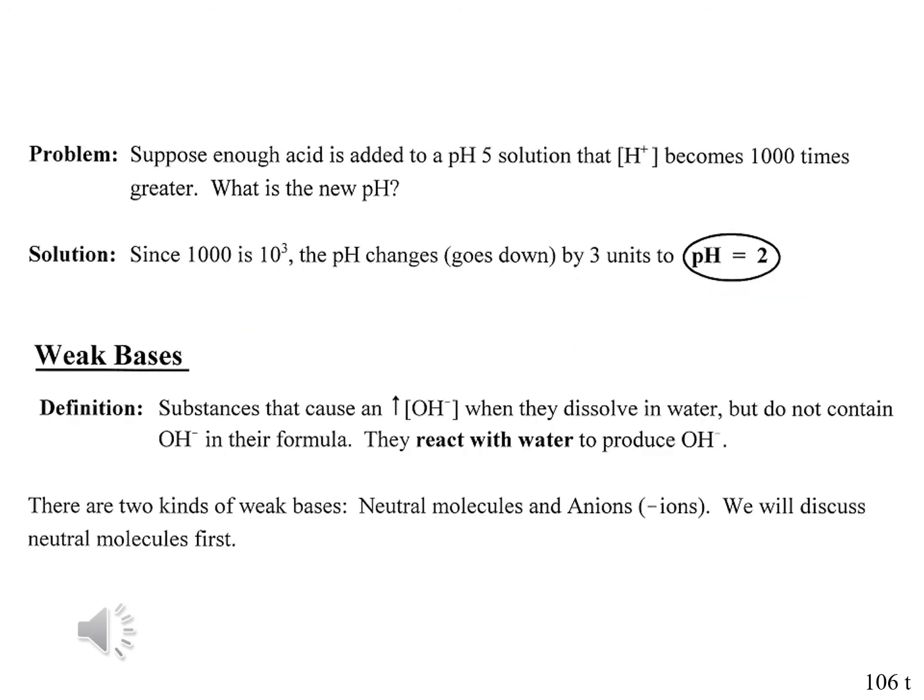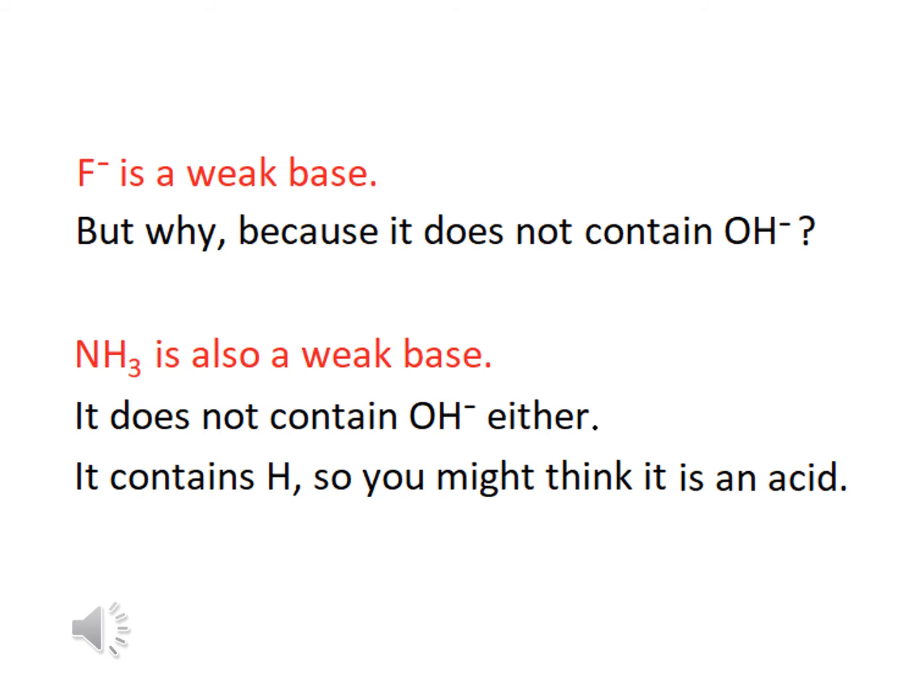So back to where we are, we have done strong and weak acids and strong bases. The last thing we have to calculate the pH of is actually weak bases. And weak bases are different because they do not have OH in the formula. There's obviously something different about weak bases, because I'm going to tell you this first. F minus is a weak base. But if you look at it, you say, why would that be a base? It doesn't contain OH, but you still call it a base.